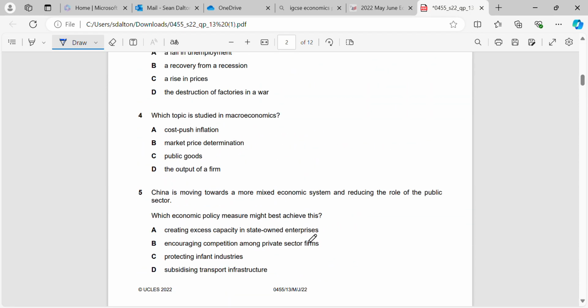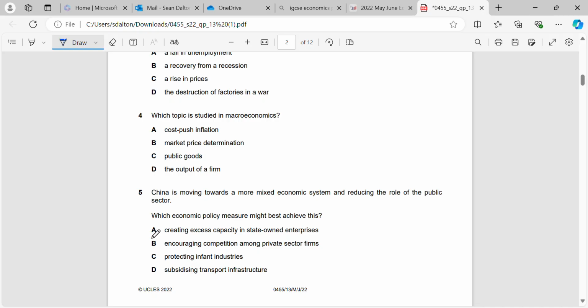Okay, question 5. China is moving towards a more mixed economic system and reducing the role of the public sector. Which economic policy measure might best achieve this? Okay, so what are we trying to do when we're trying to move into a mixed economic system? We're trying to give the market mechanism more freedom to work, essentially.